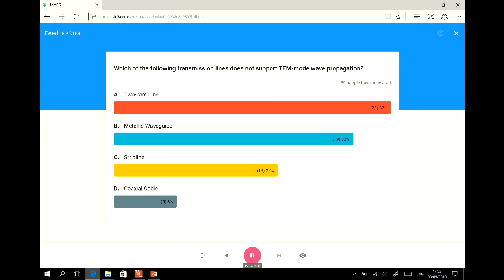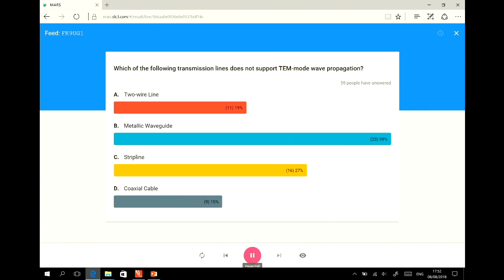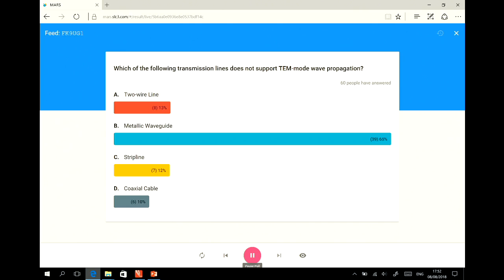So which of these does not have two conductors? A two-wire line has two conductors. A strip line also has two conductors. And coaxial cables, you see that there is a conductor at the center and a conductor at the outer. So everybody answered. I just want to close this. All right.